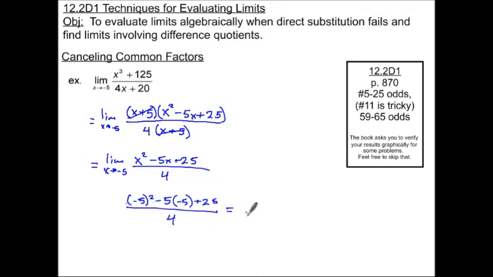Then working horizontally, I've got a 25 and another 25. It's going to be a 50. 50 plus 25 is going to be a 75. And then we've got that over a 4. So 75 fourths would be the limit of that particular expression.